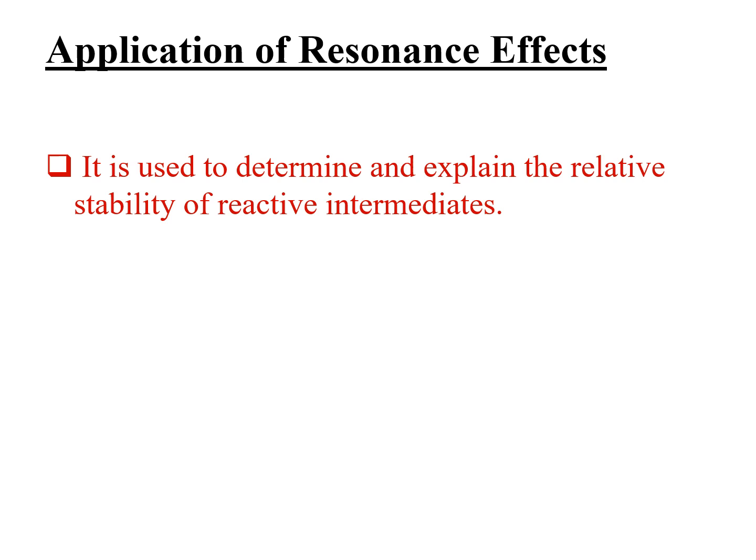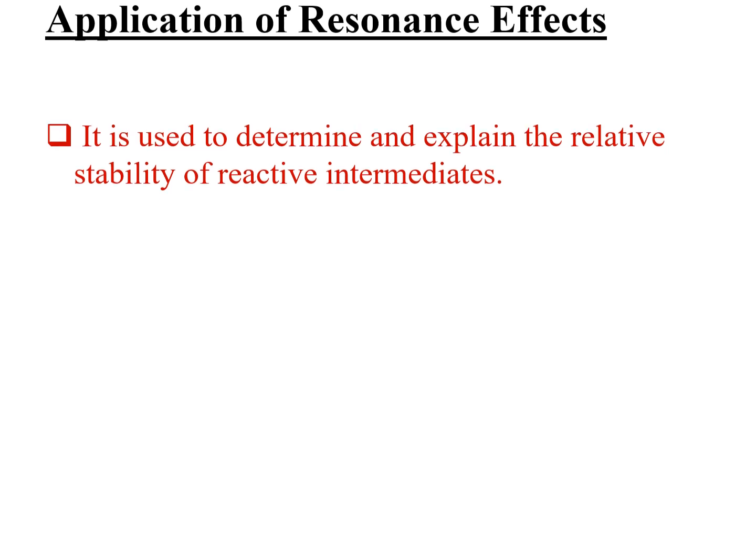What is the essence of this resonance effect? It helps us to explain the relative stability of reactive intermediates. Because when a compound has so many resonance forms, you can confidently say this compound is more stable because the charges are being dispersed around the whole compound, just like in aromatic compounds. You realize that all the negative charges are going to be dispersed around all the sides of this benzene ring, making it more stable. So the more the resonance, the more stable.